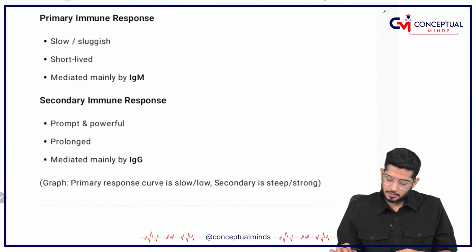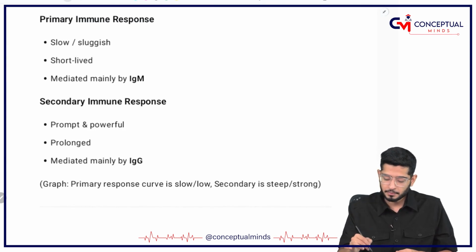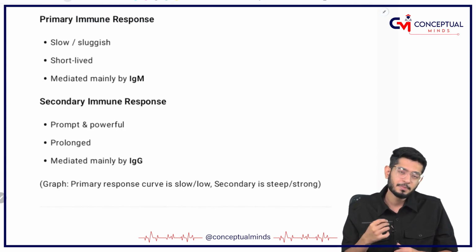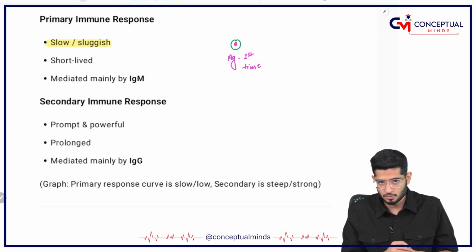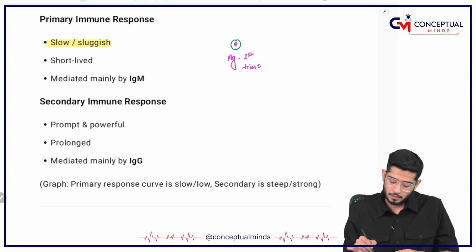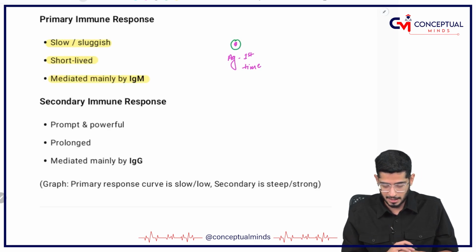So starting with the primary immune response, remember the primary response to any pathogen, to any antigen. For example, there is an antigen that is entering your body for the very first time. So this is going to be a slow or a sluggish response. This response is going to be a short-lived response and it is mainly mediated by IgM.